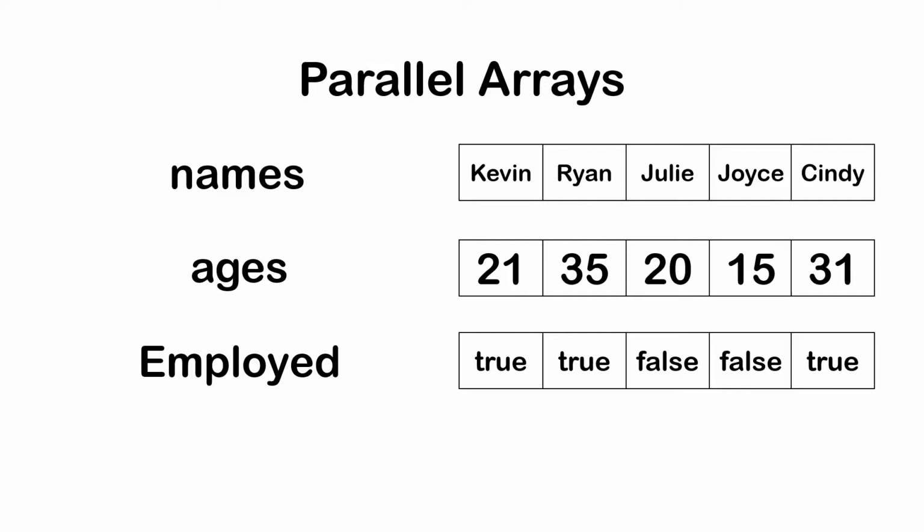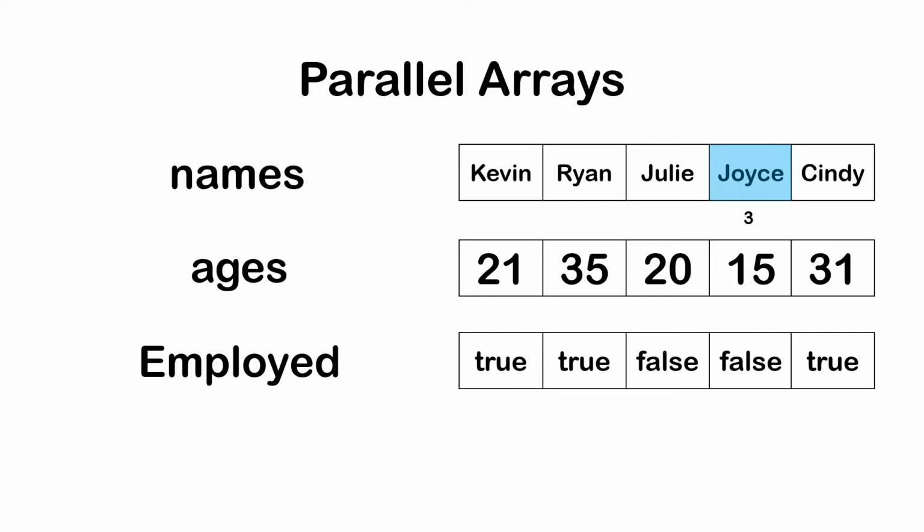Let's say, for instance, I want to find out Joyce's age and employment status. I will first look for what her index value is inside the names field. So I will search through, looking one by one, going from Kevin to Ryan to Julie until I finally land on Joyce, and I find that the index value of Joyce is 3.